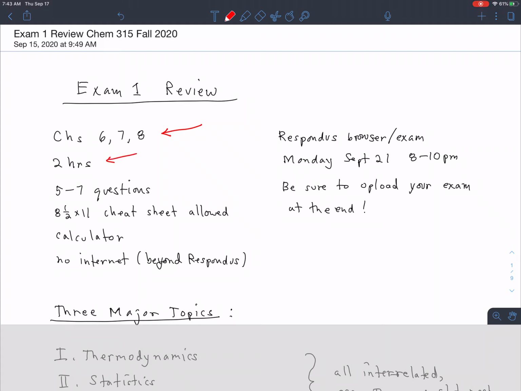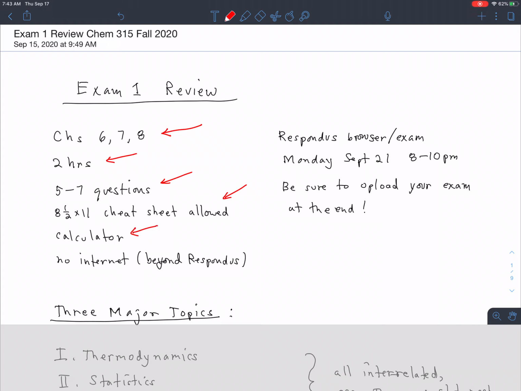It'll be 2 hours, 5 to 7 questions, probably 5, though. Most of the exams in the past have been 5. You can have an 8.5 by 11 handwritten cheat sheet, which means you don't have to memorize any of the formulas or any of the facts or any numbers you'd like to know. Standard numbers like conversion factors and the value of KB and the values of R and anything that comes from a thermodynamic table like delta H, delta S, delta G, delta U values, those will all be provided, so you don't have to put those on your cheat sheet. They'll be on the exam.